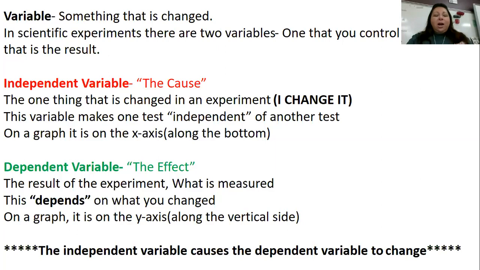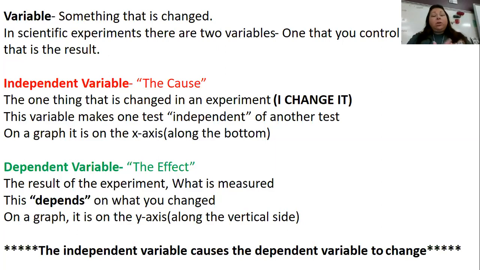Okay, so your variables work together, okay? So independent causes the change and dependent depends on what you do. So when you're reading a question, you might say, what caused the change? Okay, so your what is your independent and the change is the dependent.